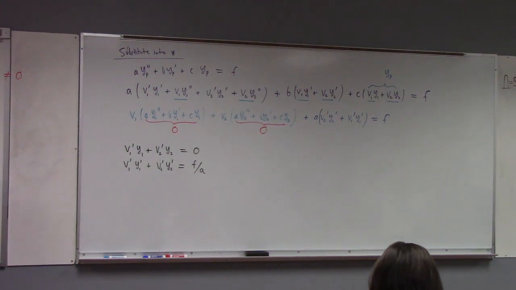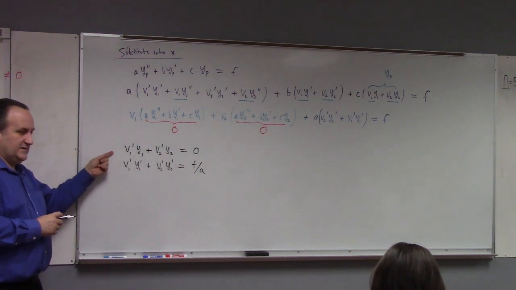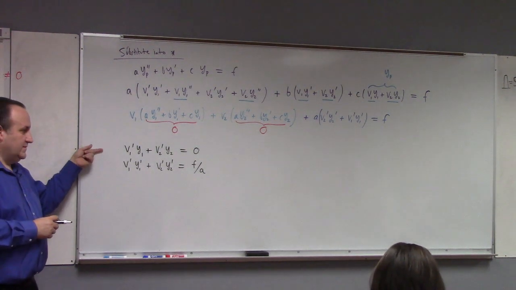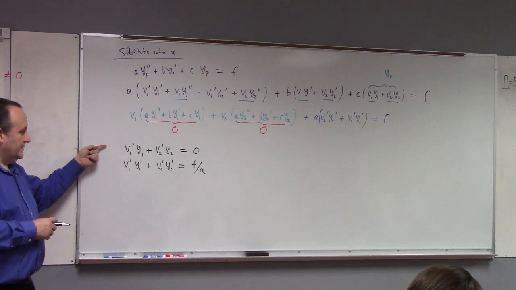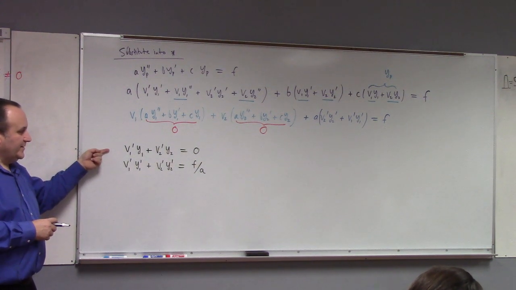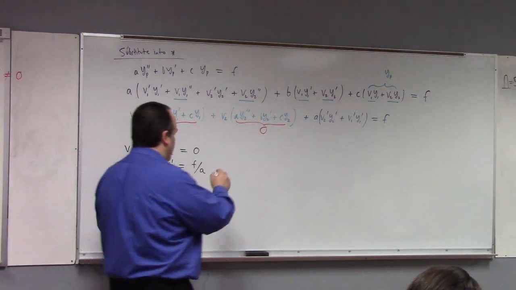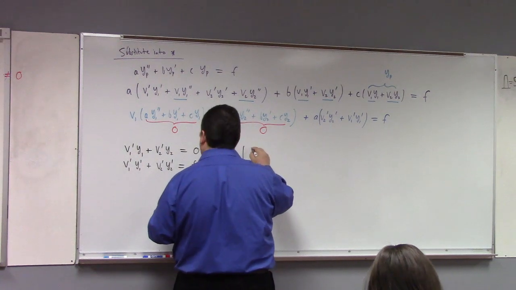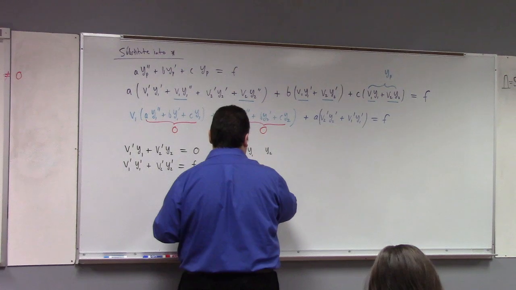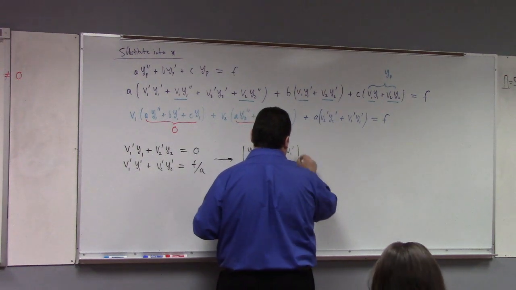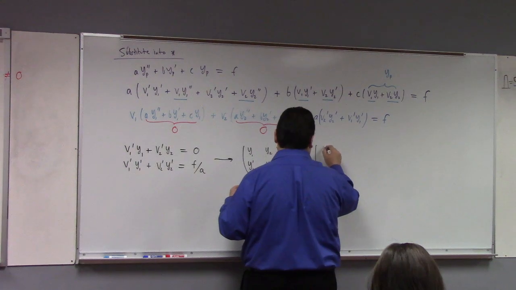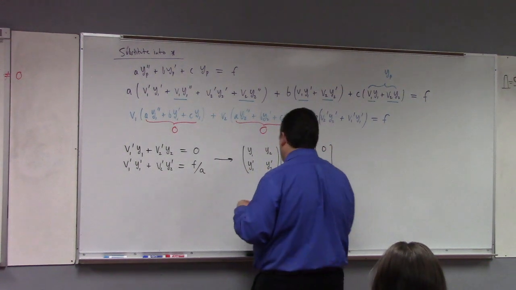So the first equation is my imposition, and the second equation follows from substituting the solution into the given differential equation. As you look at this, can you tell me what we are looking at? It's two equations and two unknowns. Notice that the variables here are v1 prime and v2 prime. So I can rewrite this as a matrix problem: the matrix y1, y2, y1 prime, y2 prime times the vector v1 prime, v2 prime equals the vector 0 and f over a. We're assuming a is not equal to 0 here, of course.